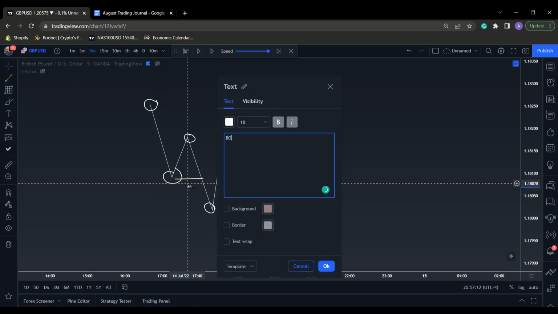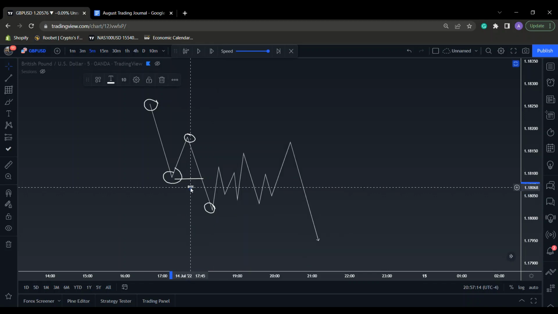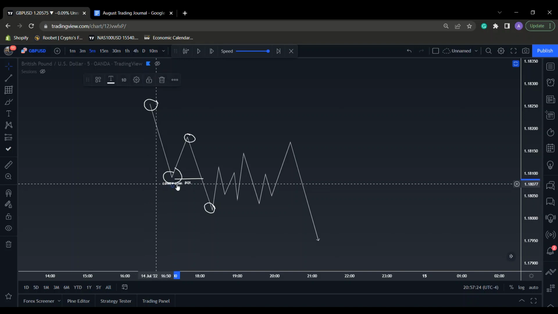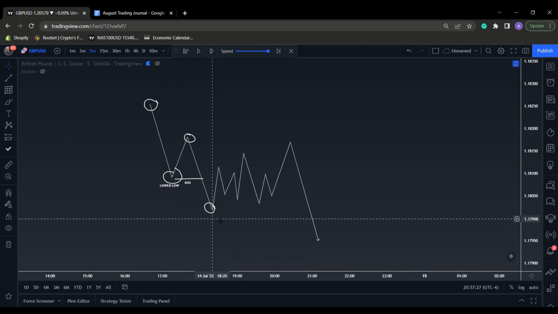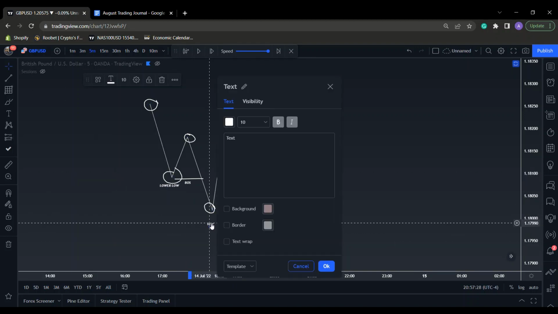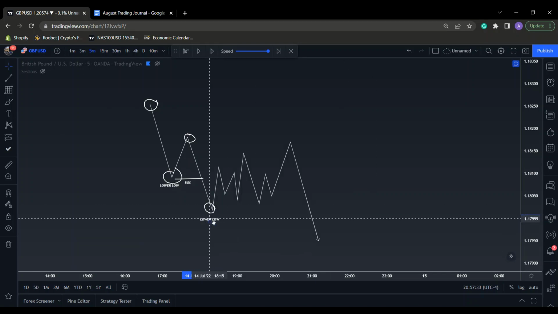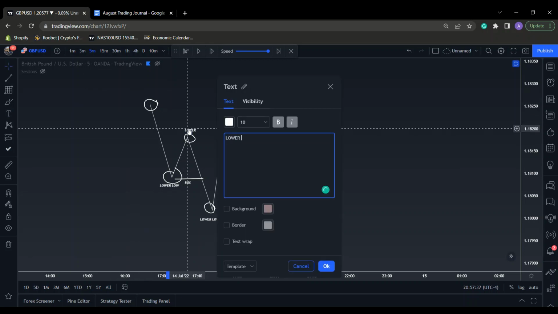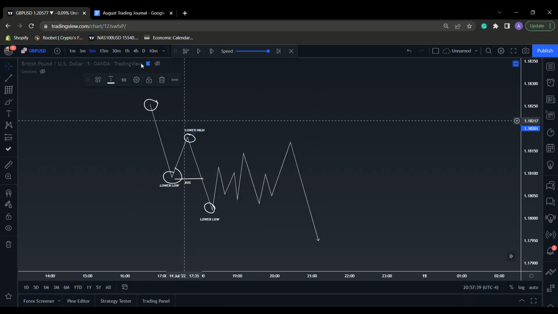So we're just going to mark this up. Break structure. This was the last lower low. So price made a new lower low right here. And price also had a high up here, and now a lower high because it didn't break this high. So we're in a downtrend.